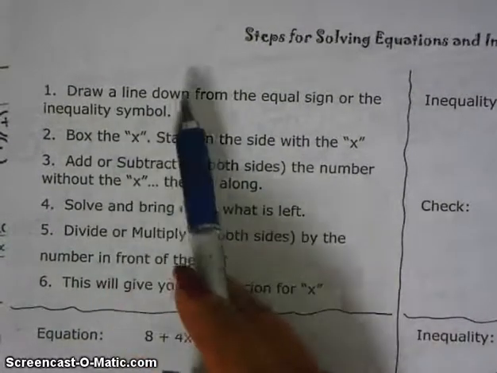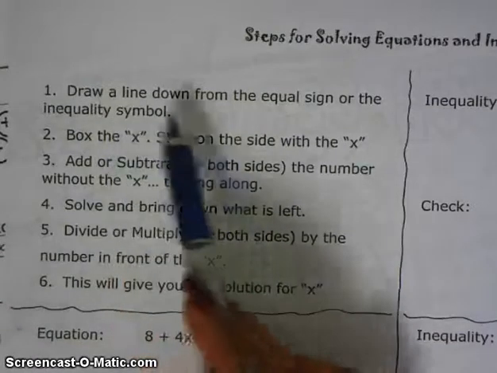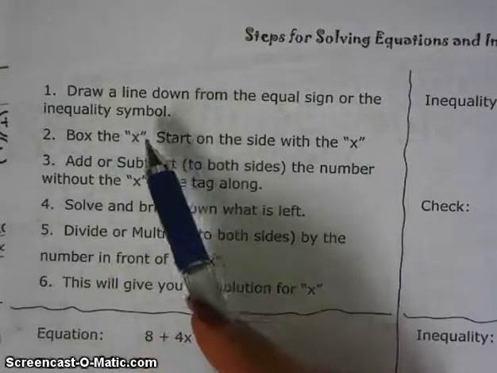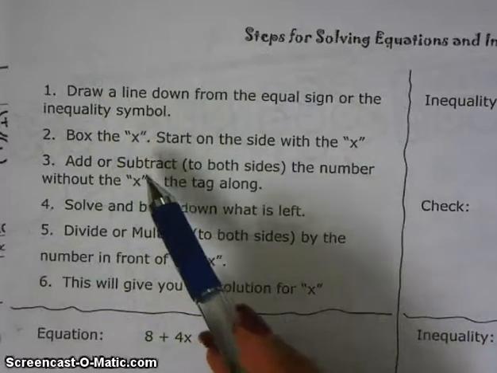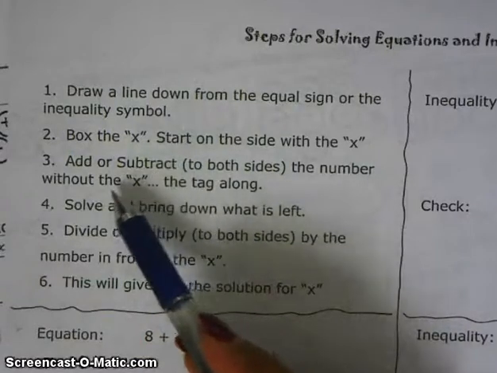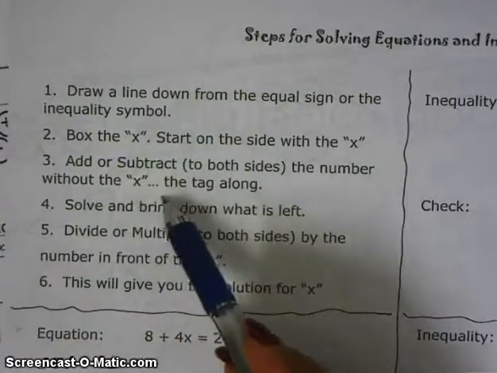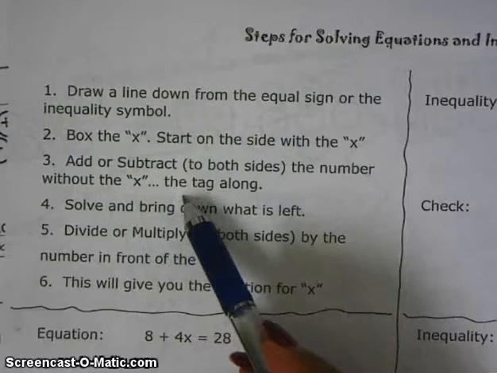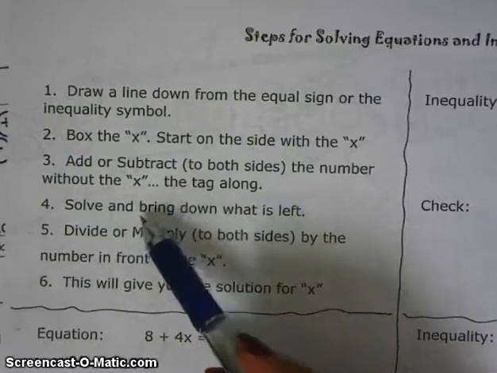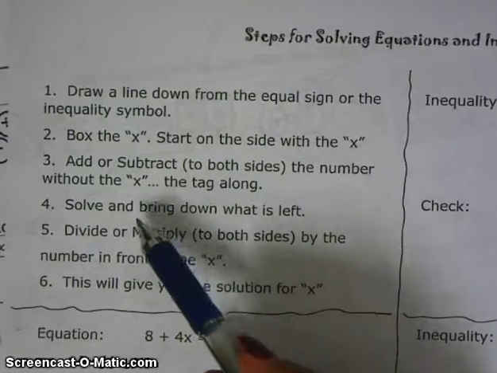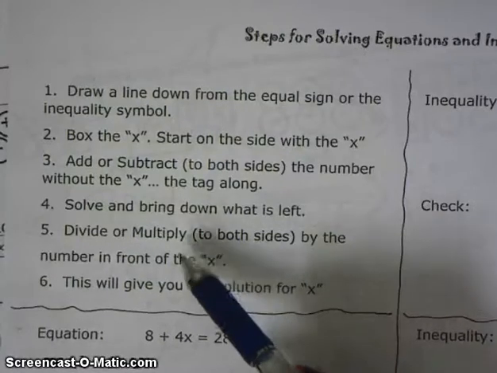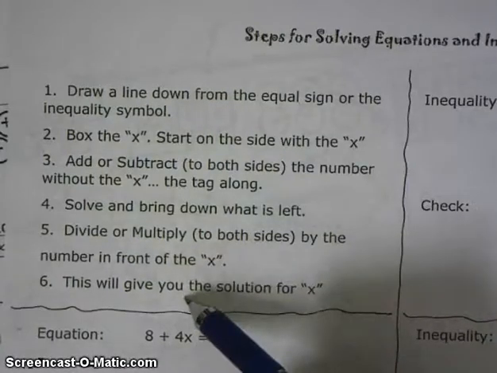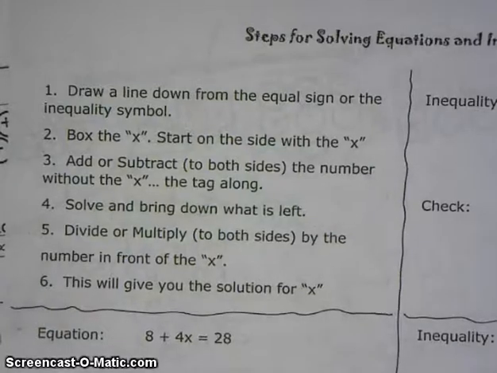We're going to do the same thing we did with the one step. We're going to draw a line from the equal sign or the inequality symbol. We're going to box the x, and we're going to start on the side with the x. We are going to add or subtract to both sides the number that is without the x, and I'm going to refer to it as the tag-along number because it's tagging along with the x. We're going to solve and bring down what is left. We will then divide or multiply to both sides by the number that is in front of the x, and then it will give you your solution for x.